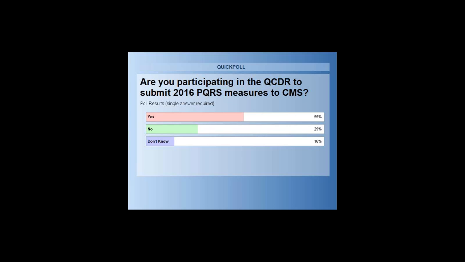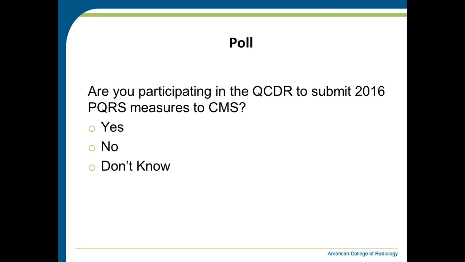Okay, so the results are in. We've got 55% yes, they are participating, 29% no, 16% don't know. Thank you for that. That's why we want to get a sense of the audience, so we know how we target our content and who's participating.